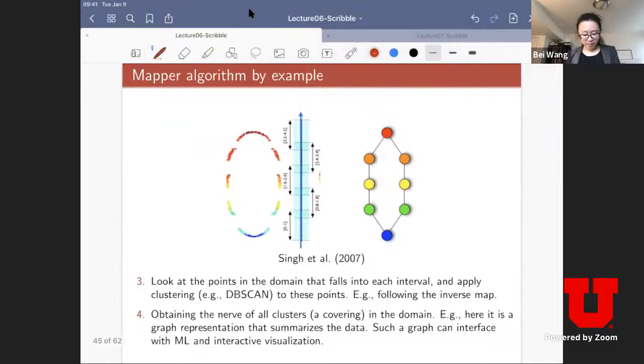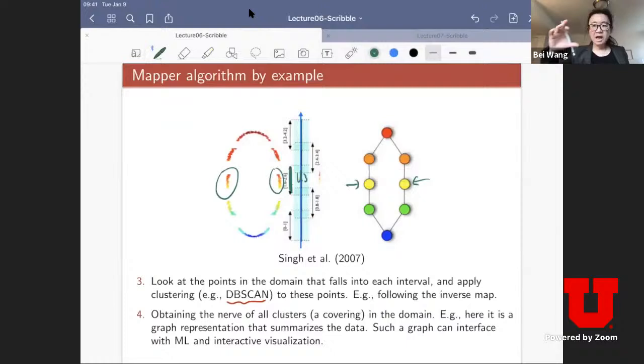Now the next step is to look at the points in the domain that fall into each interval and apply clustering to those points. The clustering we're going to use right now is based on density, so DBSCAN. Again, let me look at one of those intervals. Let's say U3 is the interval. The points that I drew on the left-hand side are the points from the domain of my point cloud that have function values that fall into this interval. And when I apply DBSCAN, it's going to give me 2 clusters.